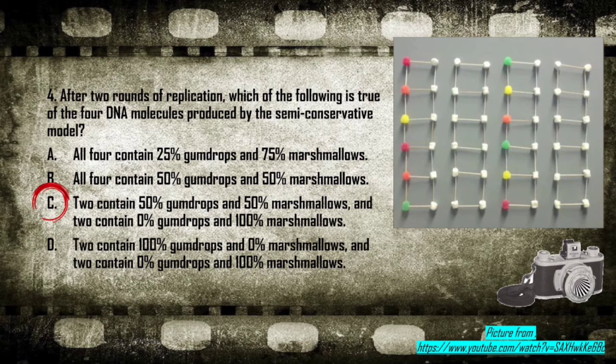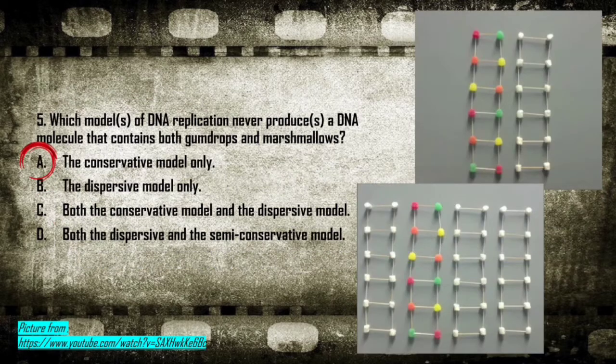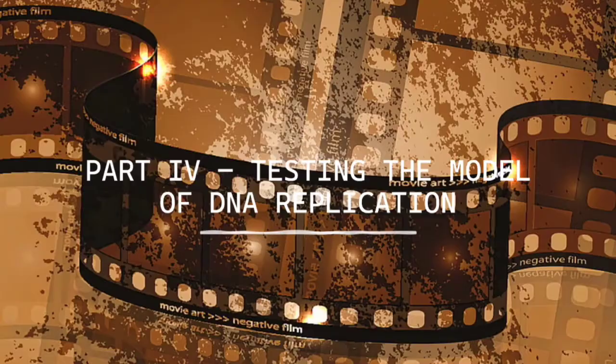2 will contain 50% gumdrops and 50% marshmallows, while the other 2 will contain 0% gumdrops and 100% marshmallows. The last question for the optional exercise, the image shows the first and the second replication for the conservative model. So the answer is A.